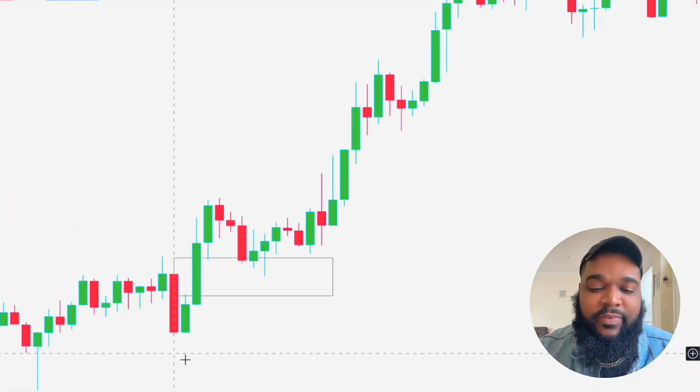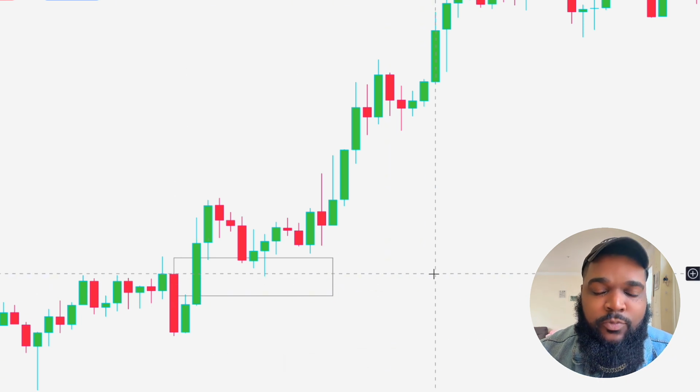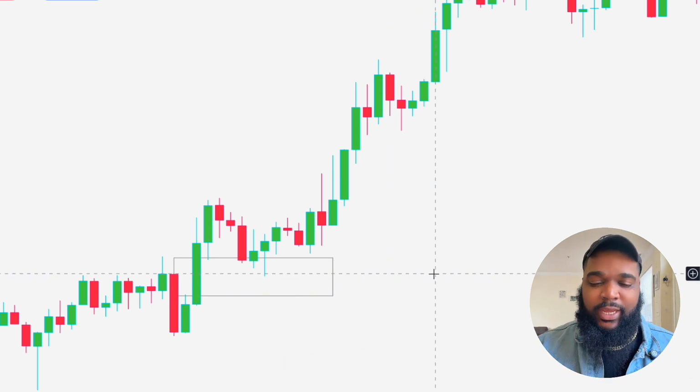But that's literally what a fair value gap and order block is. That's part of smart money concepts. When you trade with the banks, it's just very helpful to understand, this is what you do.